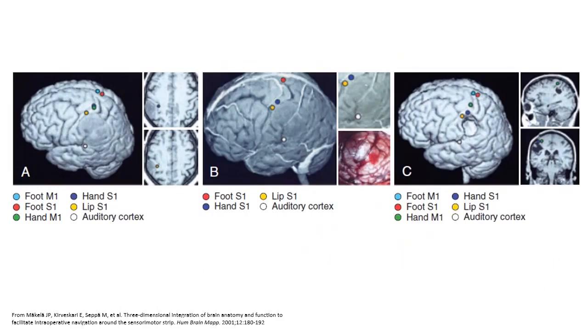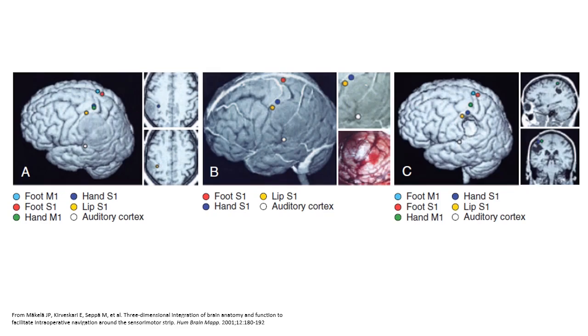This figure shows a patient pre and post tumor removal. This displays the 3D integration of brain anatomy and function to facilitate the intraoperative navigation around the sensory motor strip. In panel A is a 3D surface rendering of the brain of a patient with a tumor that's easily seen in the sensory motor region.